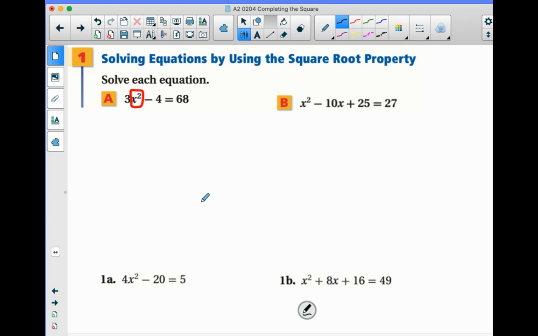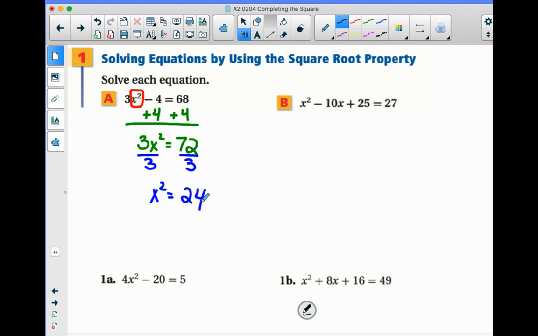Now imagine that just said 3x minus 4 equals 68. Your old Algebra 1 skills, you'd be like, oh, well, let's add 4 to both sides here. Because negative 4 plus 4 is 0, so those would cancel out. We'd have 3x squared equals 72. And then you would get rid of the 3. And that's 3 times x squared, so to undo it, you'll divide by 3. Now we have x squared equals 24.